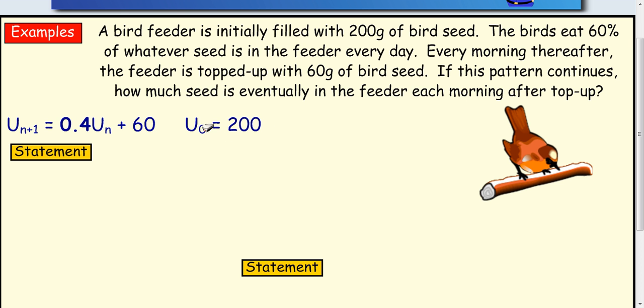Now for a limit to exist, as in the last lesson, this multiplier value has to be between -1 and 1, so we have to state that. This is worth a mark and it's a must in this type of question.